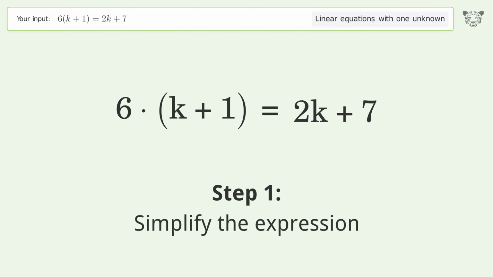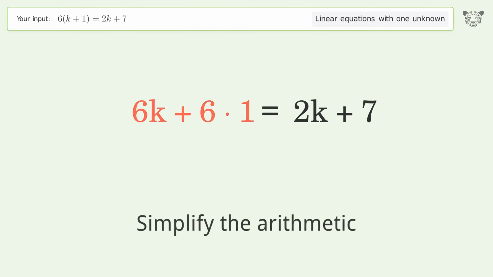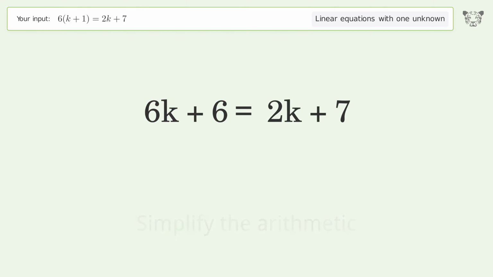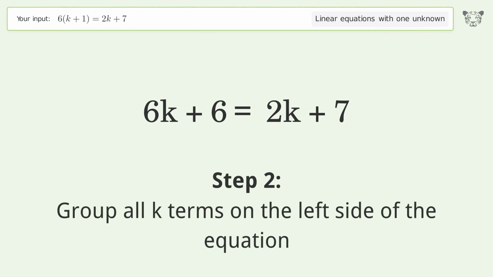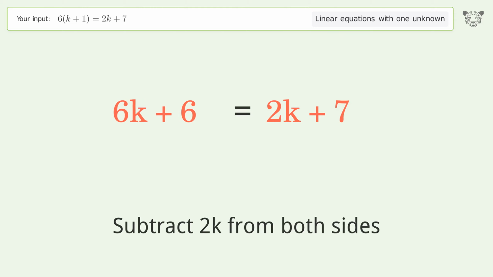Simplify the expression. Expand the parentheses. Simplify the arithmetic. Group all k terms on the left side of the equation. Subtract 2k from both sides.